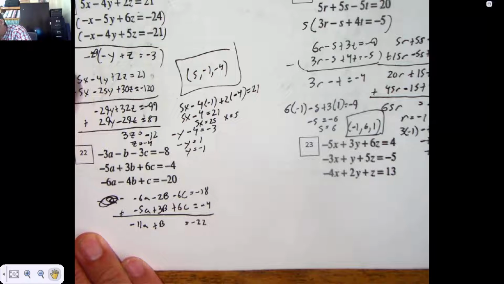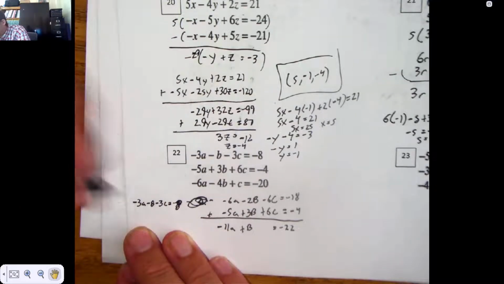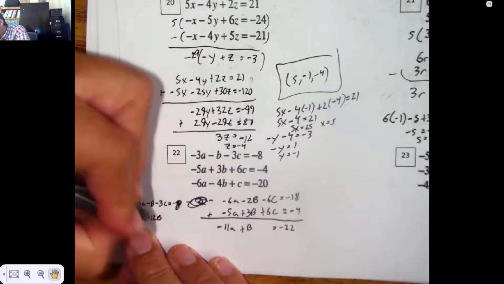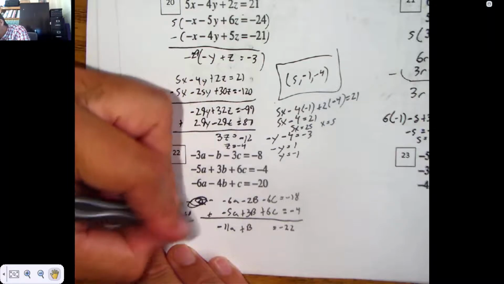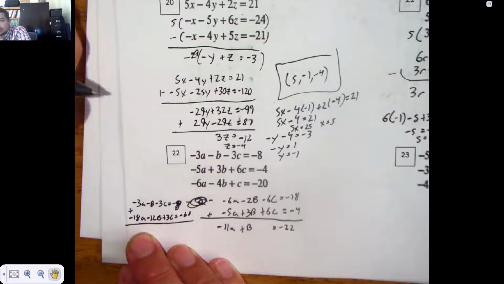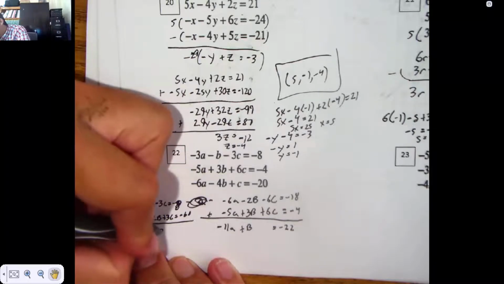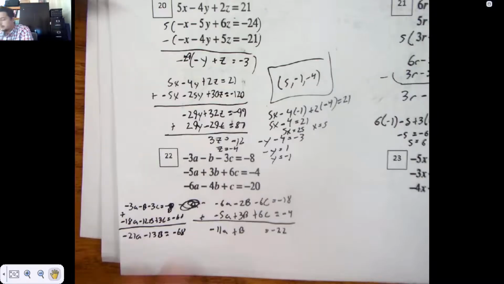-3a minus b minus 3c is -8. And I'm going to triple this bottom one right here. Sorry, you can't see what I wrote, can you? Triple the bottom one. That's -18a minus 12b plus 3c is -60. And then I'm just going to add down. -21a minus 13b is -68.